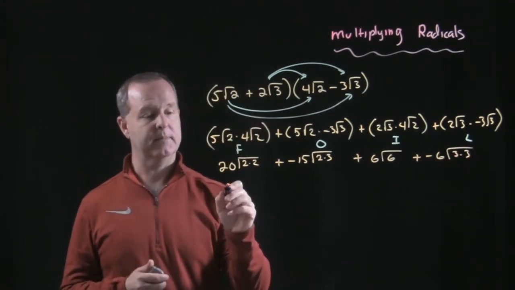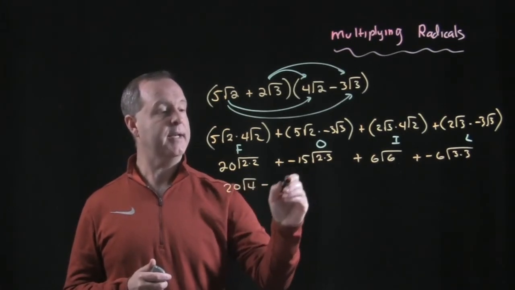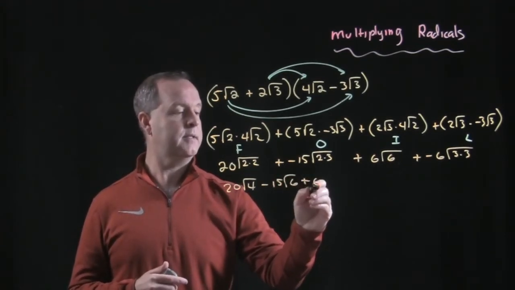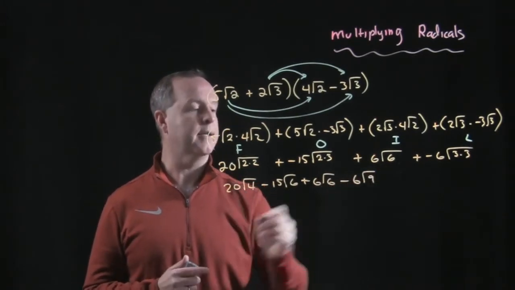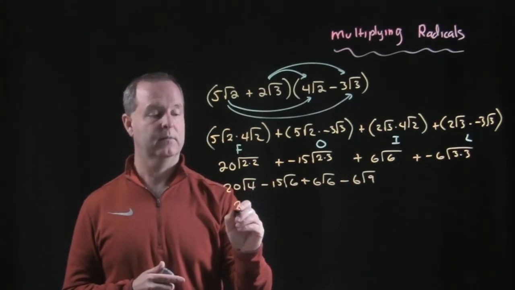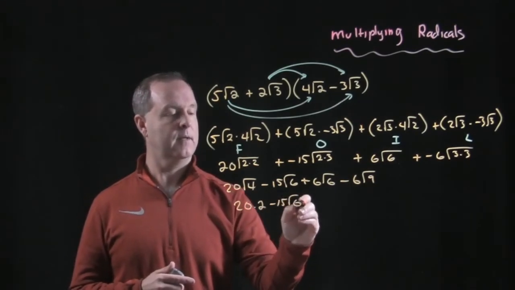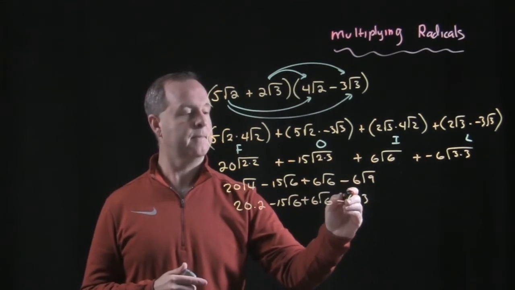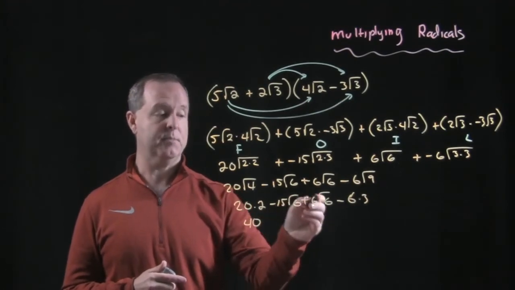Let's clean all those up step by step. So I have 20 times root 4 minus 15 root 6 plus 6 root 6 minus 6 root 9. 20 root 4, that's 20 times a 2, minus 15 root 6, plus 6 root 6, minus 6 times 3. 20 times 2 is a 40, minus 15 root 6s plus 6 root 6s.